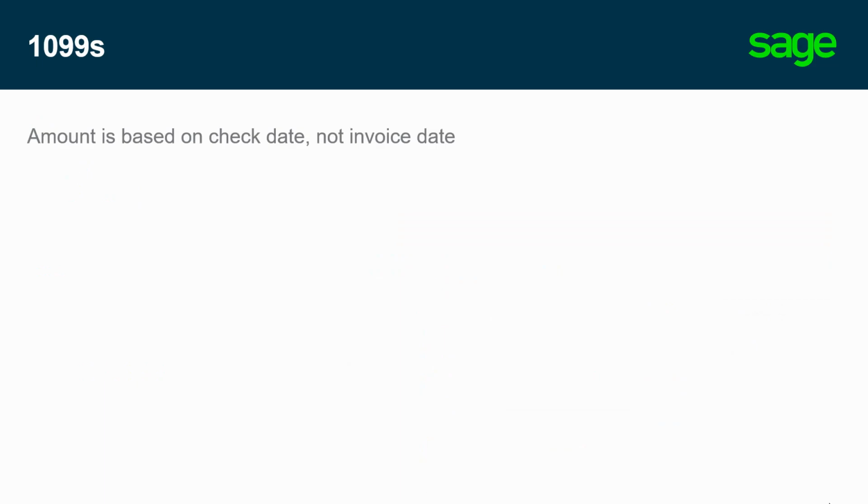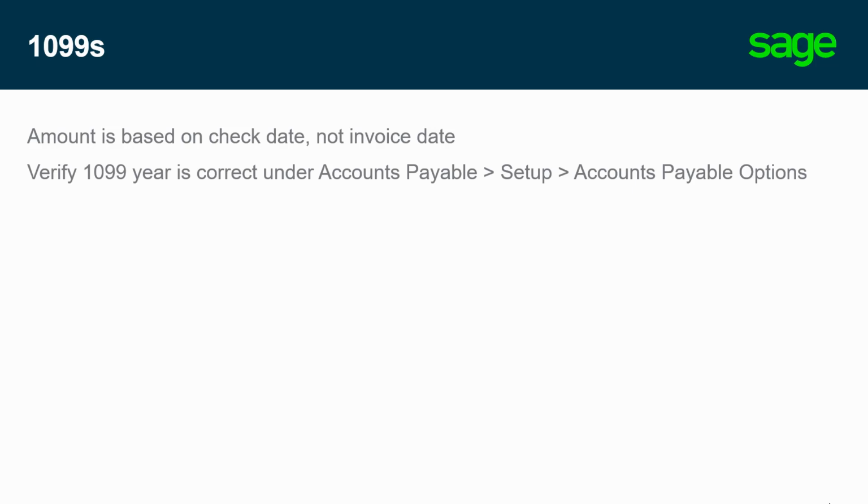Realize that when a 1099 is created, the amount is based on the check date, so that's the payment, not the invoice date. You'll want to verify that the 1099 year is correct under Accounts Payable Setup, Accounts Payable Options. The 1099 uses the vendor address, not the remit to address.